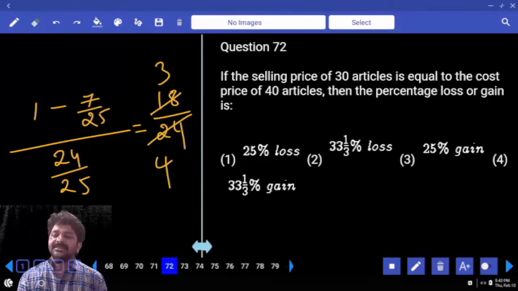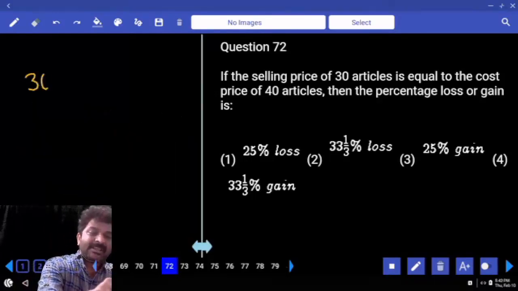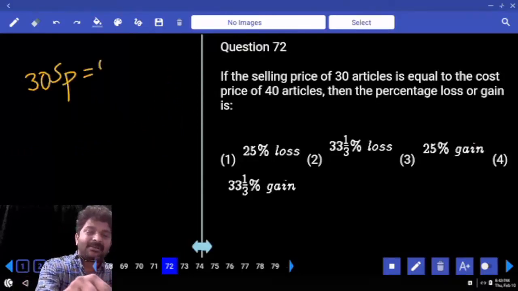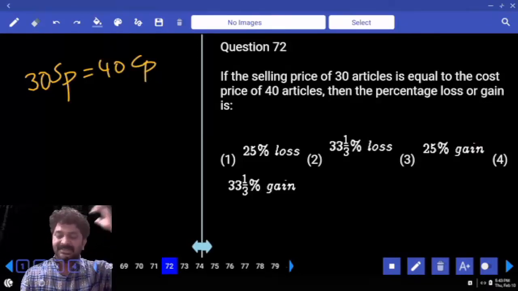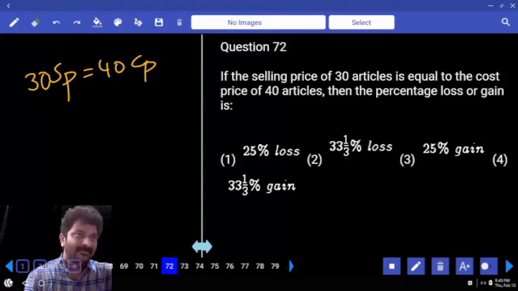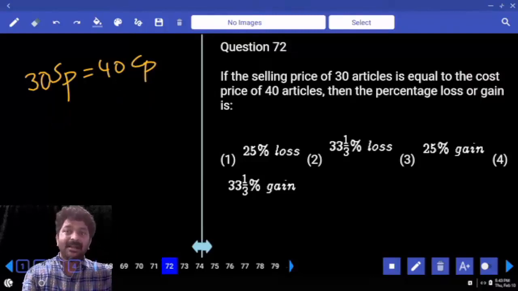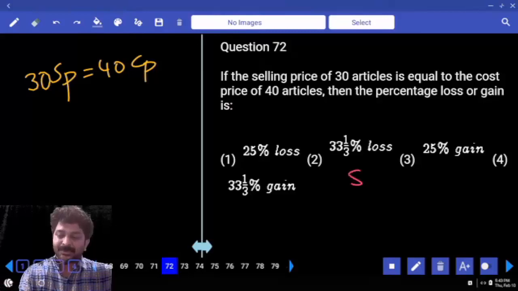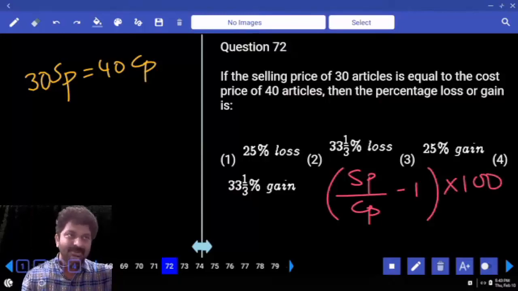The selling price of 30 articles is equal to the cost price of 40 articles. Find the percentage of profit or loss. See, these 30 and 40 are numbers of articles, so directly you cannot consider selling price as 30 and cost price as 40, because they are not prices, they are articles. So for this, you are supposed to use (SP by CP minus 1) into 100.